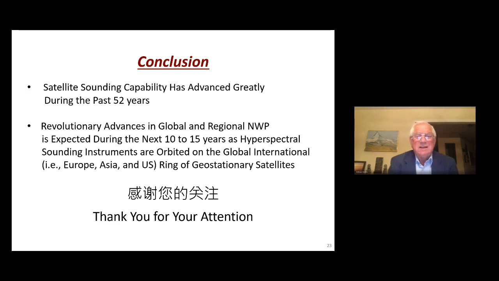They already see improvements with the forecast with the hyperspectral data, but not as much as they will see if they used all the spectral channels. And once we get these hyperspectral instruments on geostationary satellites all around the globe, what we call the global ring, which will consist of European, Asian, and US geostationary satellites, then we're going to even see a revolutionary advance in both global and regional numerical weather prediction. So there's a lot of good things to come.